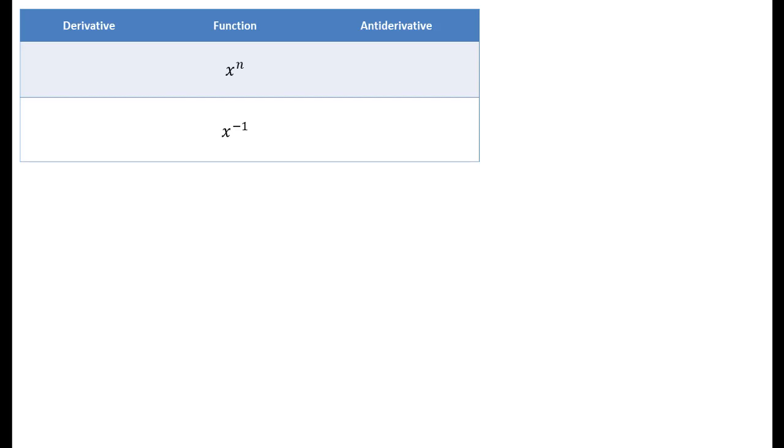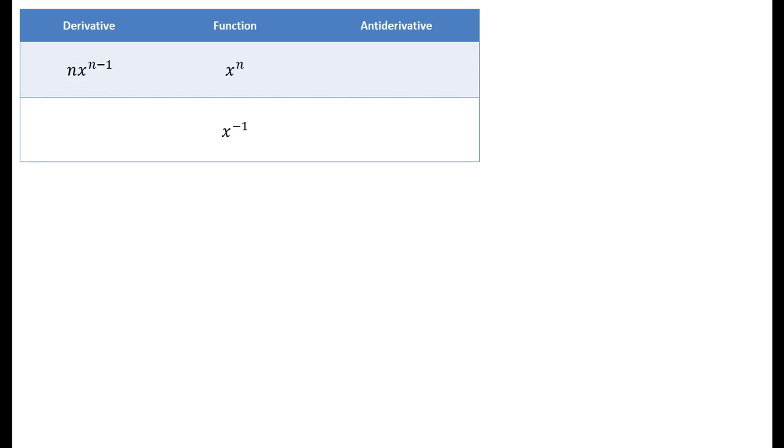So the derivative of x to the n, well, you simply multiply by this n, then you subtract 1 from the exponent. And of course, we can determine this by the limit definition of the derivative, but it gives us this simple law so that we get the derivative being n times x to the n minus 1. So, of course, that's pretty easy, but we're looking for the antiderivative.